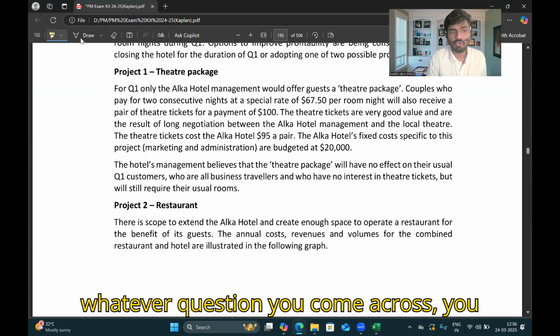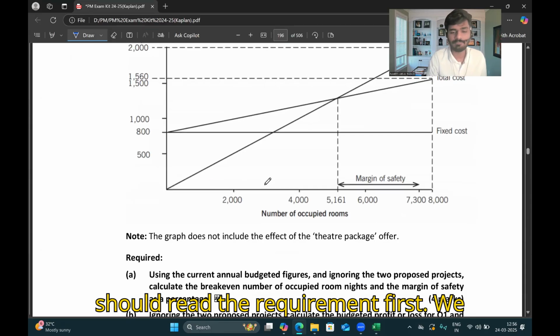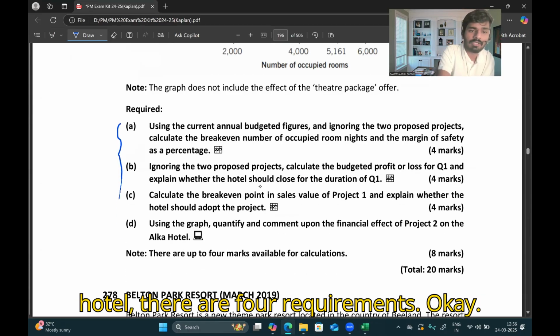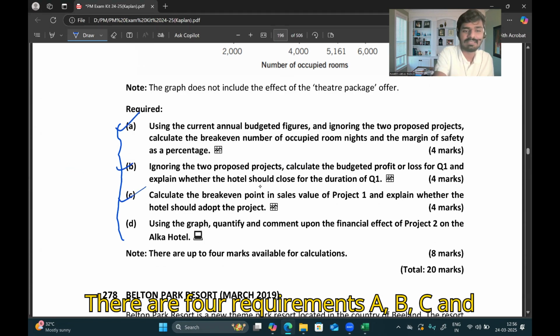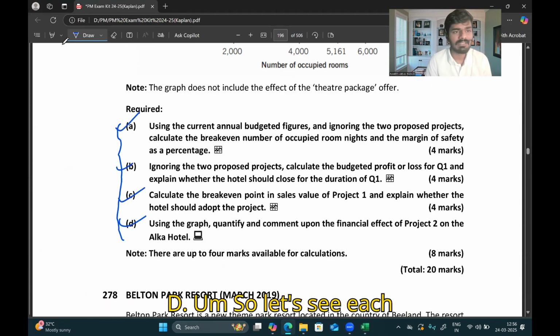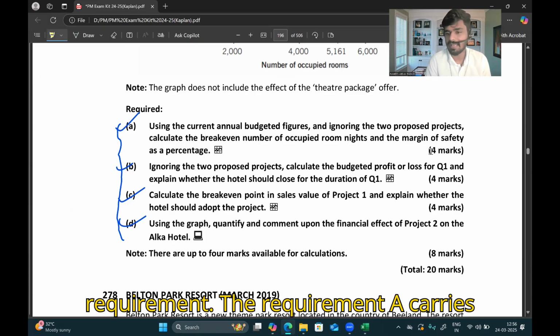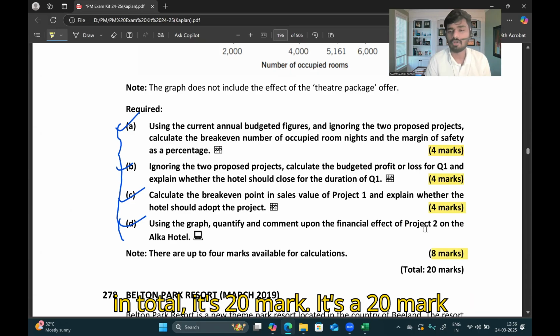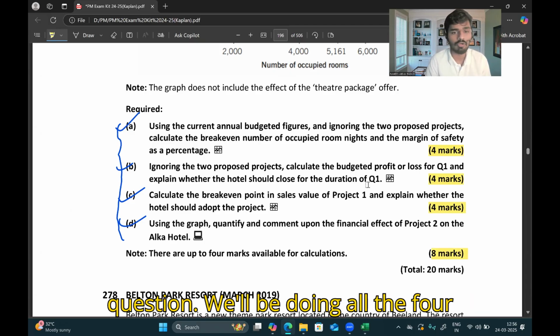Whatever question you come across, you should read the requirement first. Here in Alka Hotel, there are 4 requirements: A, B, C, and D. Requirement A carries 4 marks, requirement B carries 4 marks, C 4 marks, and D 8 marks. So in total, it's a 20 mark question. We'll be doing all the 4 requirements.